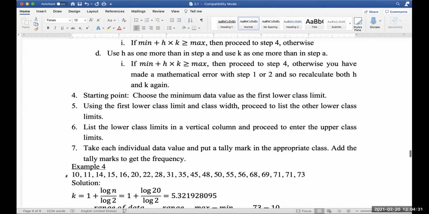And so that's how many classes I want. Let's say I had numbers that went from 0 to 50, and I had k equal 10. So the number of classes was 10. Then what would be the class width?